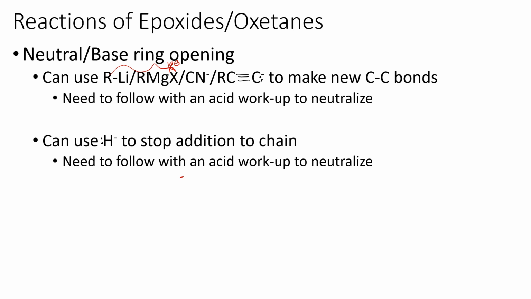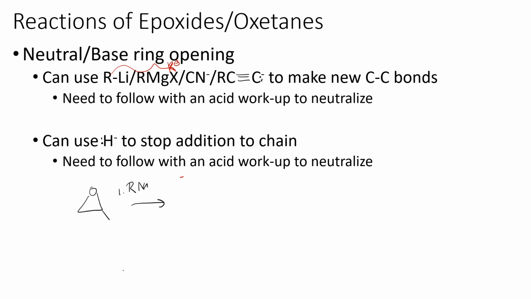Another thing that we can do to stop our chain when we open it would be to use a hydride unit. So we talked about hydride, sodium borohydride, aluminum hydride, in order to add a hydrogen to break open the ring. But again, we would have to have a secondary, follow-up step to make sure that we get the neutral alcohol after we have broken the ring open. But all of these will also work like that typical SN2 mechanism.